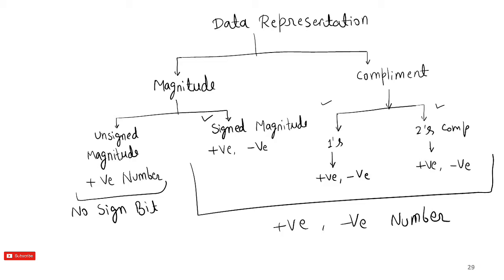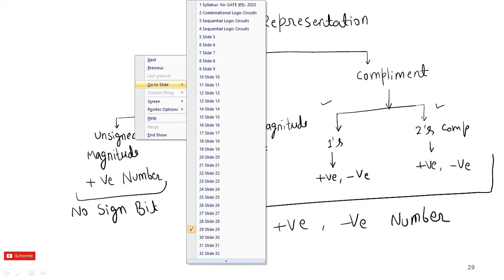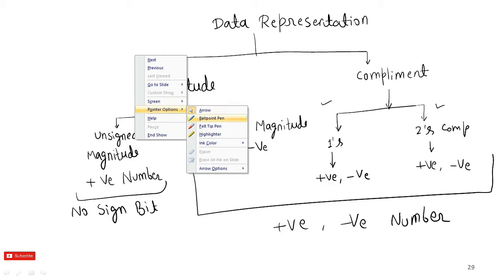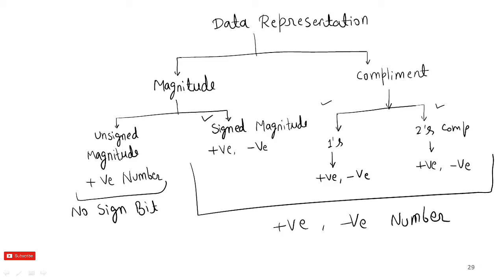Now I'm going to explain the data representation which I ended in the previous lecture. There are various methods to represent positive and negative numbers. Number one, magnitude. In magnitude, there are two methods, unsigned magnitude and sign magnitude. Then complements, again one's complement and two's complement.